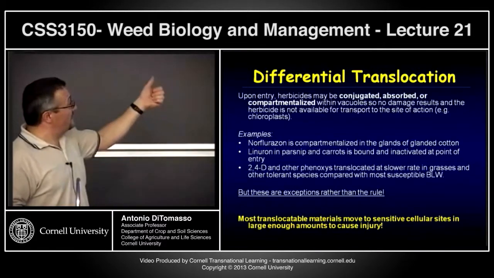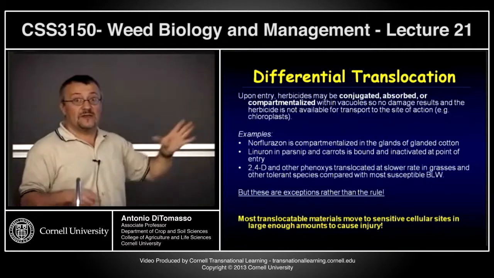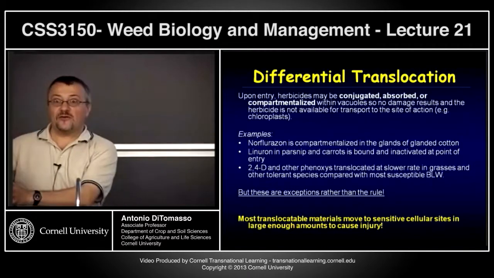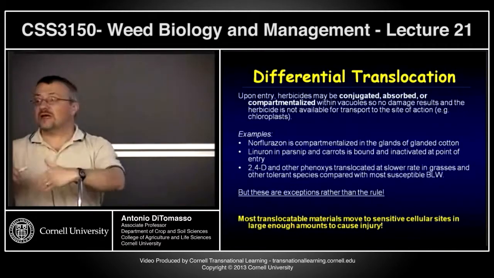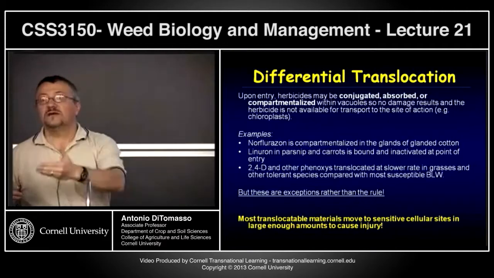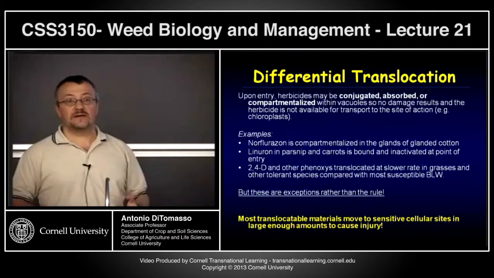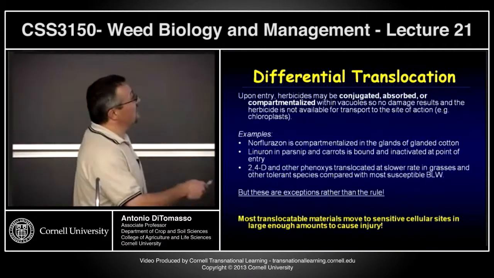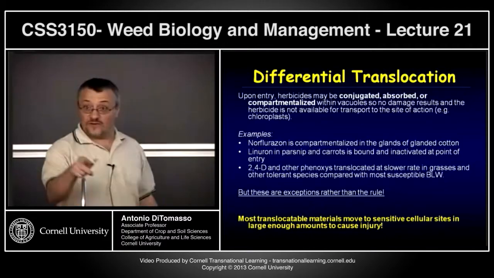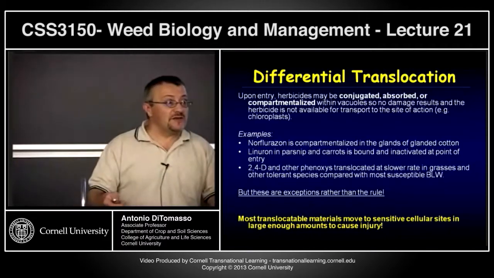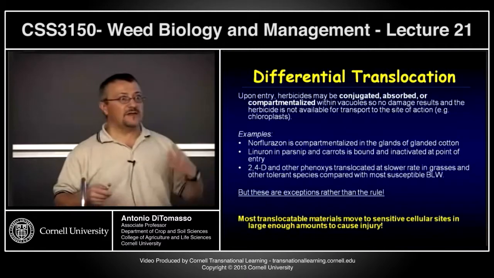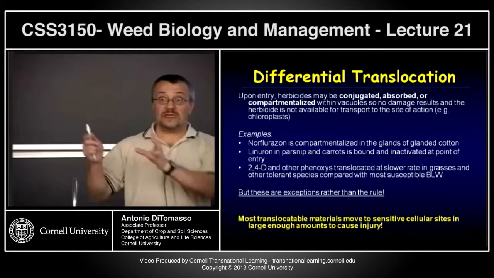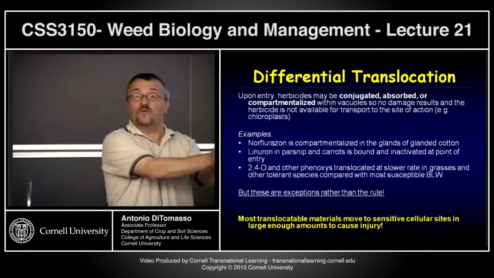And this herbicide is actually commonly used down south. The reason you could use it in cotton is that it's compartmentalized. It's put away in the vacuole so it doesn't do damage, then eventually broken down. In some cases, it could take days, weeks. But it doesn't affect the plant. You've got to be careful not to overdo it, overspray. Linuron in carrots is bound or inactivated at the point of entry. So that's differential translocation. It's not that the carrots are breaking it down right away, like you'll see with atrazine. No, they take it, they conjugate it, they don't make it move.